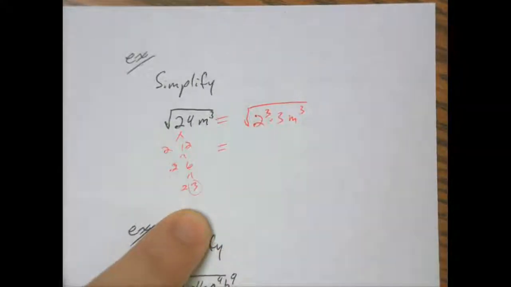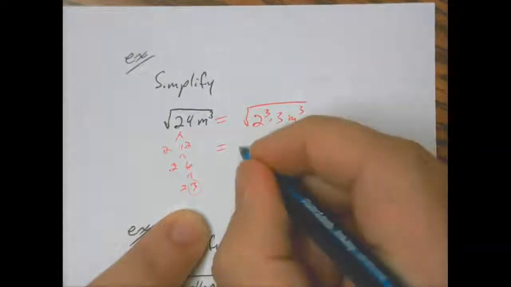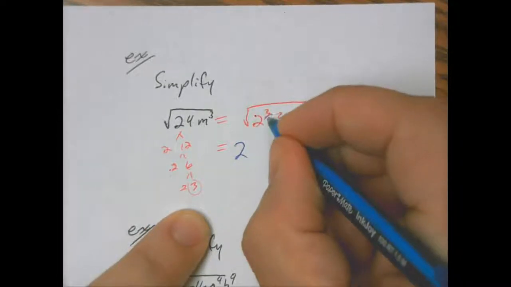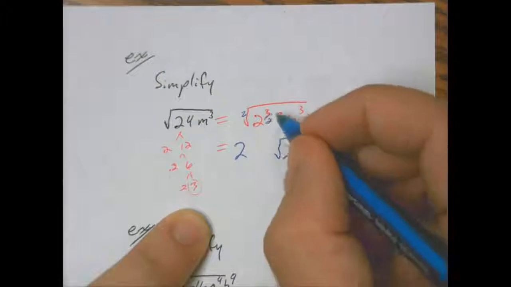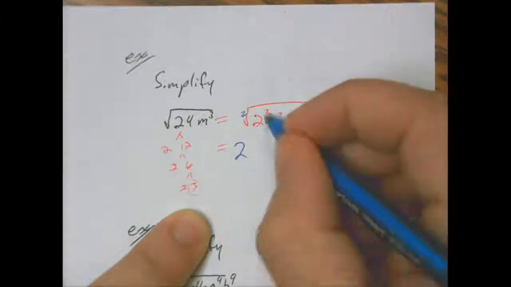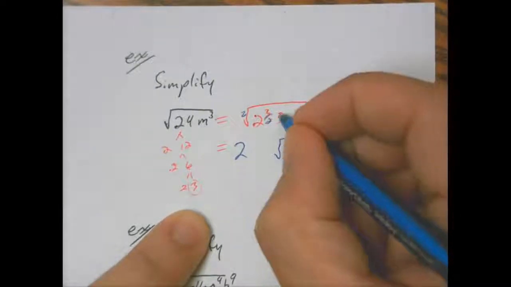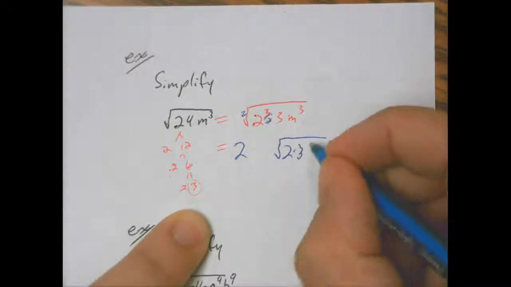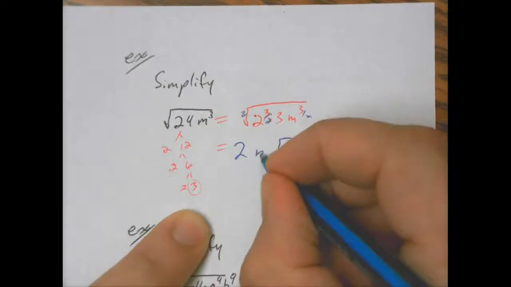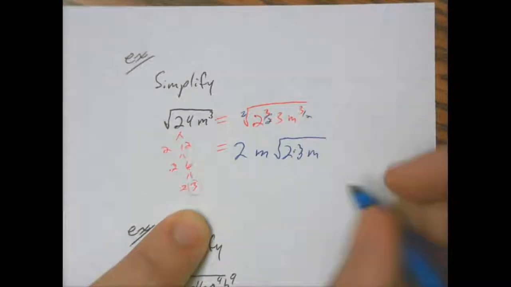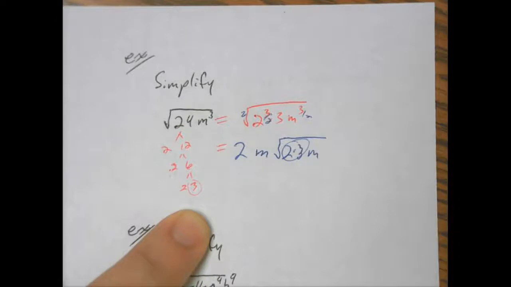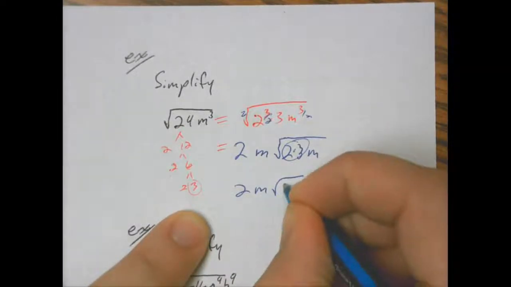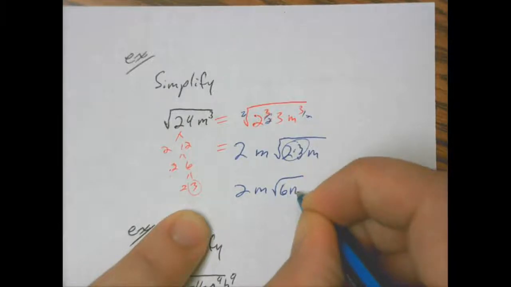So this 2 to the 3rd, I can bring out a 2 and leave a 2 on the inside because 3 divided by 2, since it's a square root, has a remainder of 1, and I can bring out 1 full on the outside. The 3 I have to leave on the inside. M to the 3rd, 3 divided by 2 again, is 1 with a remainder of 1. So now the last thing I'm going to do is just multiply that 2 times 3. So this will all be 2m times the square root of 6m.